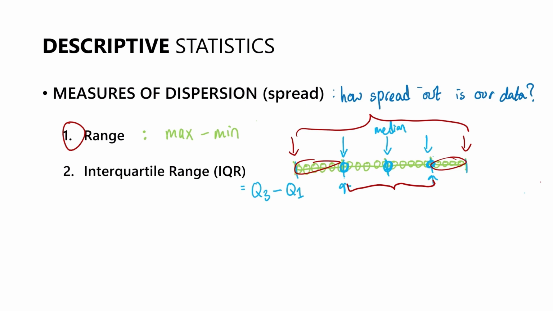moving on, the third measure we have is variance. So variance looks at, on average, how far each data point is from the mean.